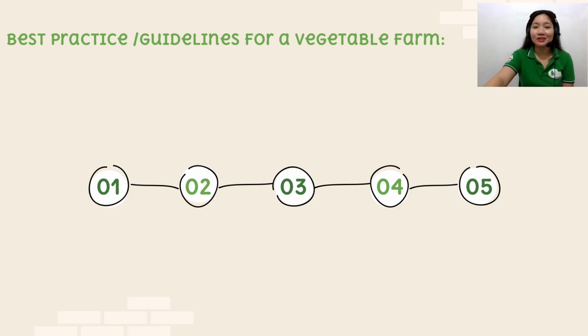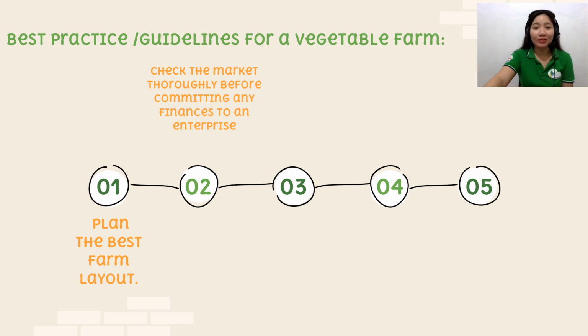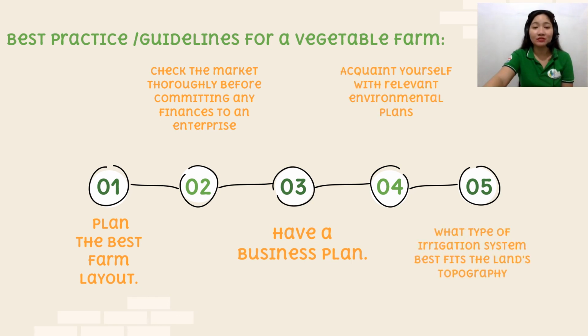Class, let's proceed to the best practices or guidelines for a vegetable farm. First, you should plan the best farm layout. Check the market thoroughly before committing any finances to an enterprise. Have a business plan, class. Financial and market analysis are the key steps to profitability. Next, acquaint yourself with the relevant environmental plans and their effects on your proposed or existing farm enterprise. And for the last one, consider what type of irrigation system best fits the land's topography.